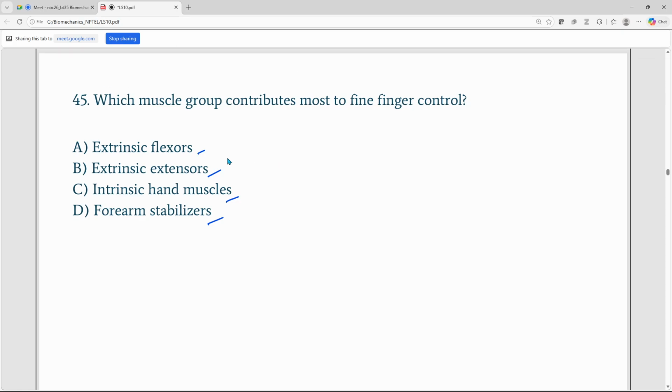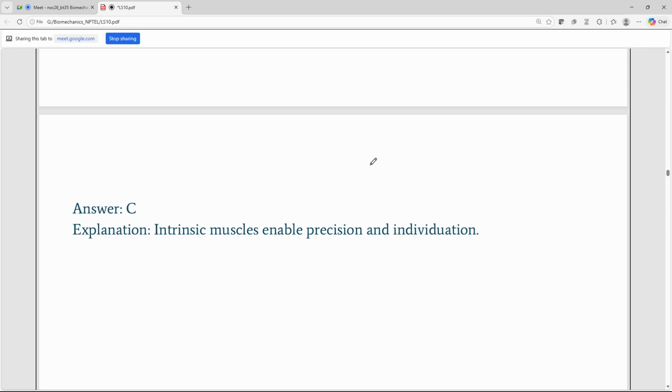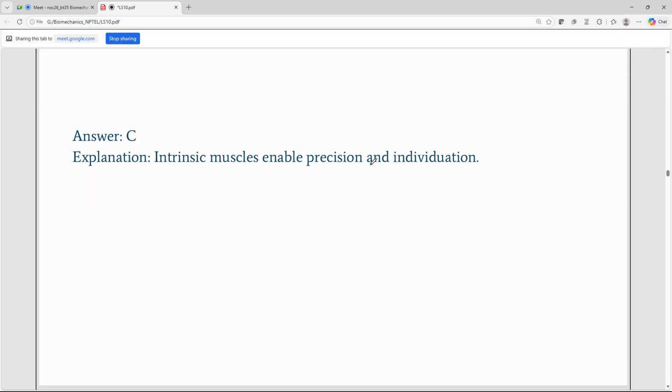Now here the correct answer is option C, intrinsic hand muscles or intrinsic muscles. Intrinsic muscles are the muscle group that contribute most to the fine finger control. Intrinsic muscles enable precision and individuation. So answer is option C.